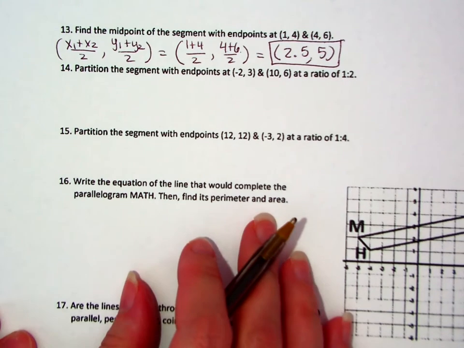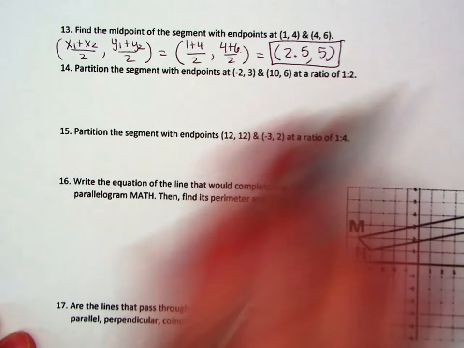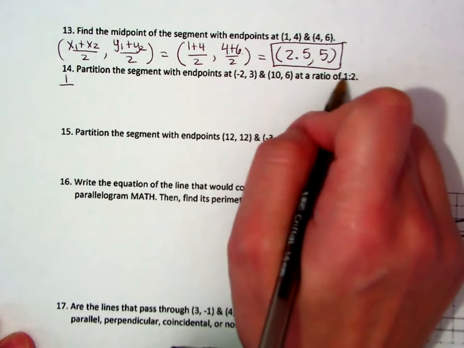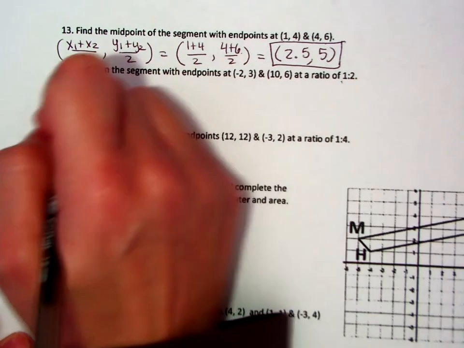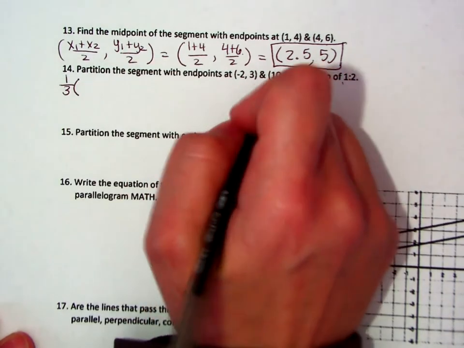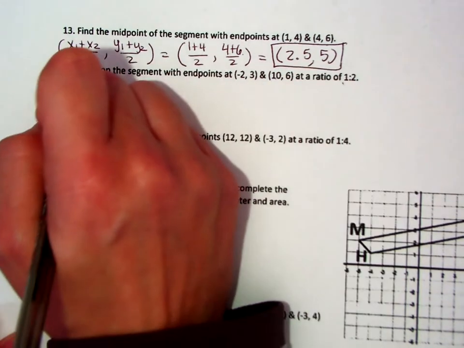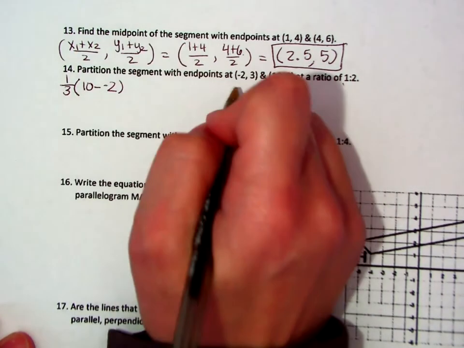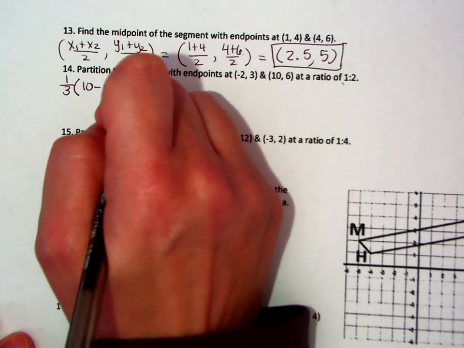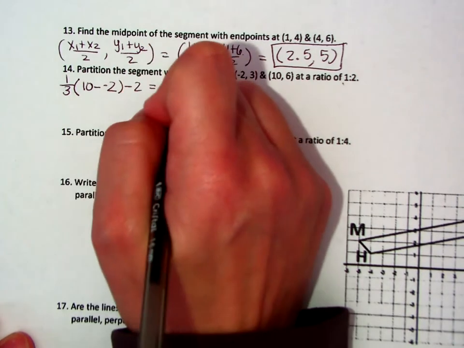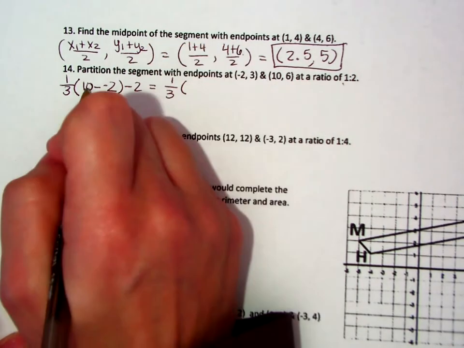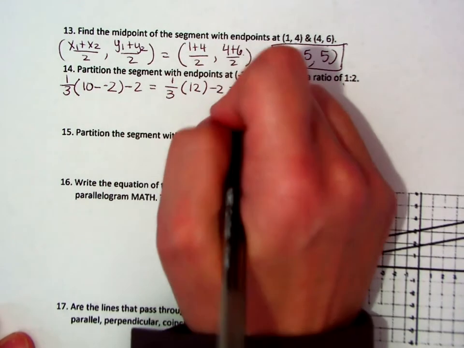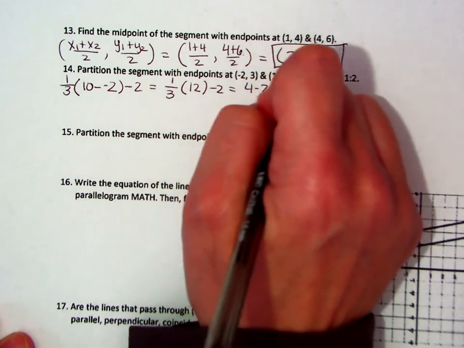Number 14 says to partition the segment at a ratio of 1 to 2. So when you partition a segment, since the ratio is 1 out of a total of 3 sections, 1 plus 2 is 3, you take 1/3 times the difference of the x's. So you take your x2 minus your x1, and then add that back to your x1, so plus the negative 2, or essentially minus 2. Clean that up, and that's 1/3 times 10 minus negative 2, which is 12, minus 2. So 1/3 of 12 is 4, minus 2 is 2.